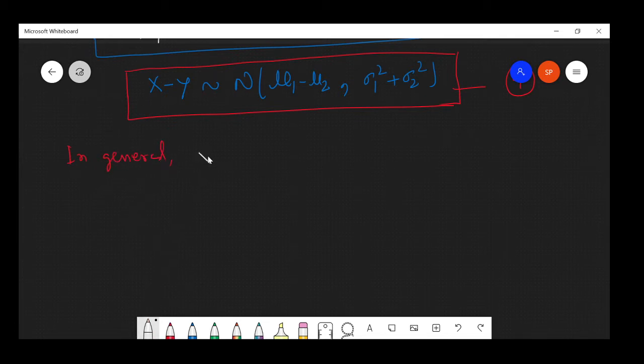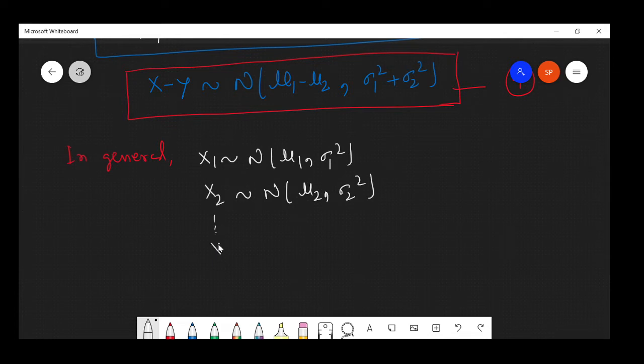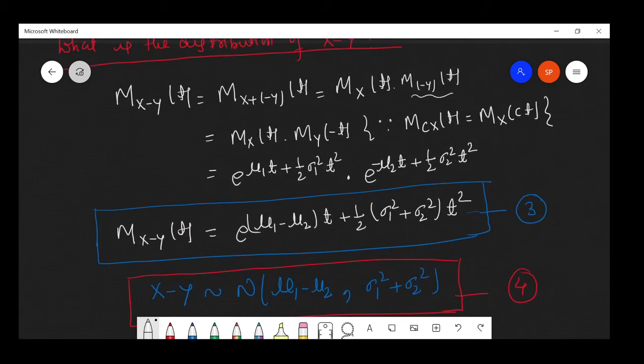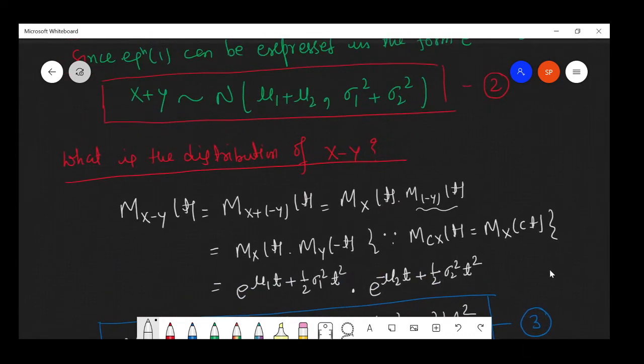In general, suppose X1 follows the normal distribution mu 1 comma sigma 1 square, X2 follows the normal distribution mu 2 comma sigma 2 square, and so on, Xn follows the normal distribution with parameters mu n and sigma n square. Then we write the additive properties for this generalization of X1, X2 up to Xn. Which equation gives the additive properties? It comes from equation 2.